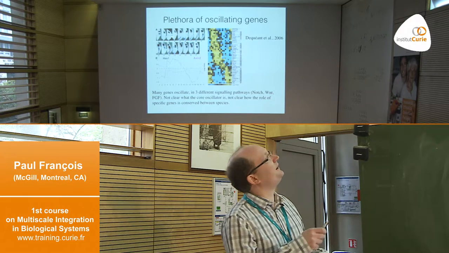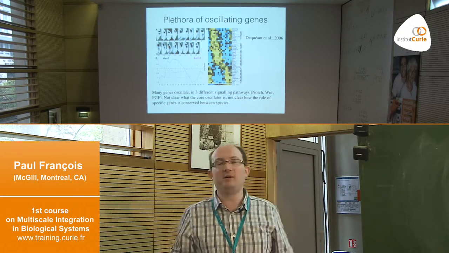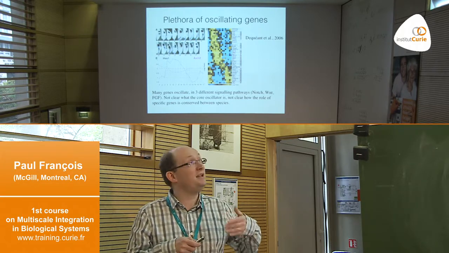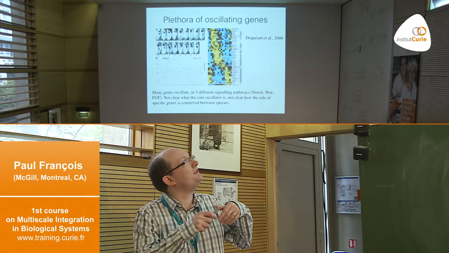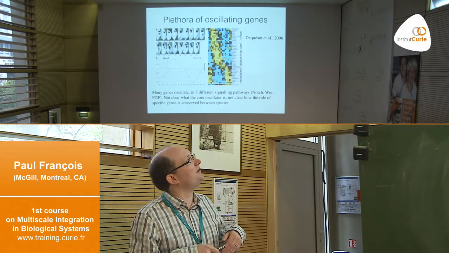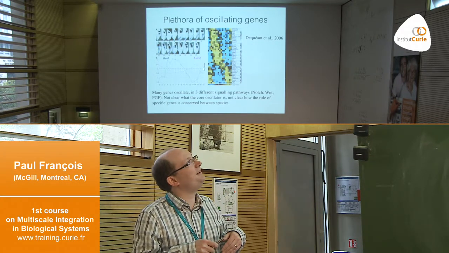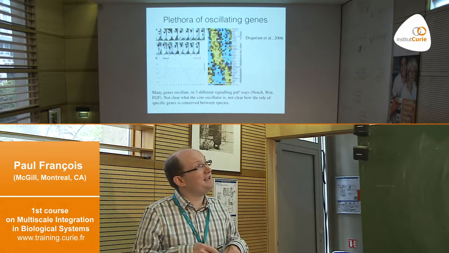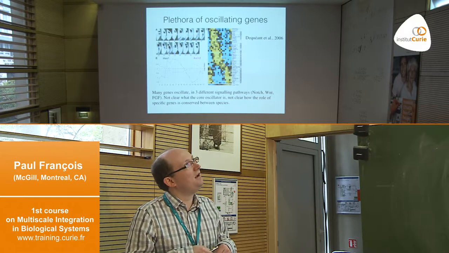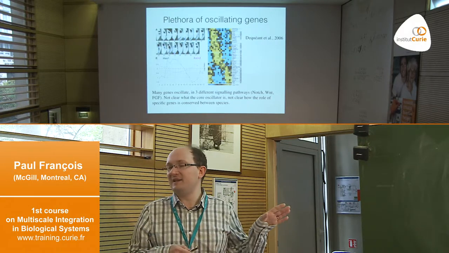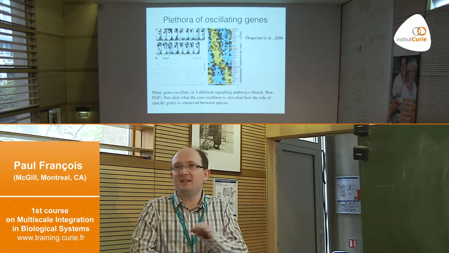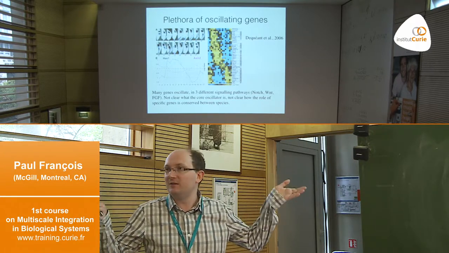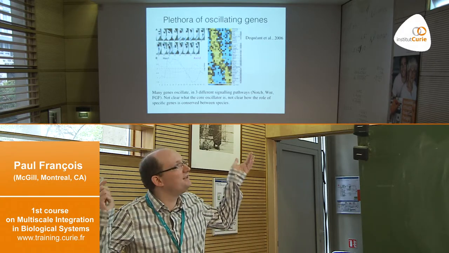You take different parts of the embryo, you chop them, and then you look at what RNA are expressed. And so now, as a function of space, where the space coordinate is like a time coordinate, what you see is that you have oscillation of many genes in three different signaling pathways: Notch, Wnt and FGF. It's absolutely not clear from these experiments what the core oscillator is. We just see that zillions of things oscillate, but we don't know what the core oscillator is. But clearly there is an oscillation.